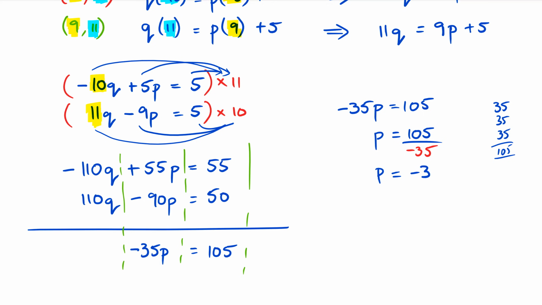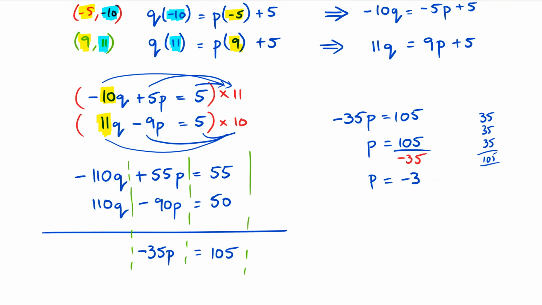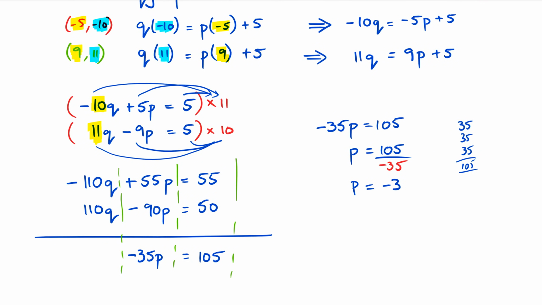Now, once I've figured out what p is, I need to go back and work out what q is. To figure out what q is, I can take any one of these equations, substitute p in, and figure it out. So I'm going to take this one right here. Let me just show you guys. So I'm going to write that down.